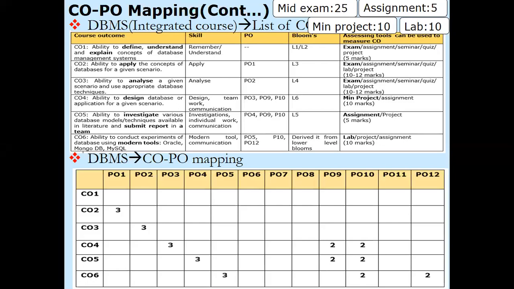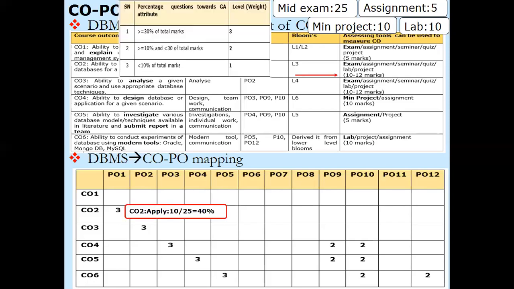With respect to CO2, here it is mapped with PO1, apply level, and we allocate 10 marks out of 25 in theory exams. Then 10 divided by 25 is 40%, it is level 3. Then CO3 is mapped to PO2, analyze level, and allocated 10 marks out of 25 in theory exam. 10 divided by 25 is 40%, it is level 3.